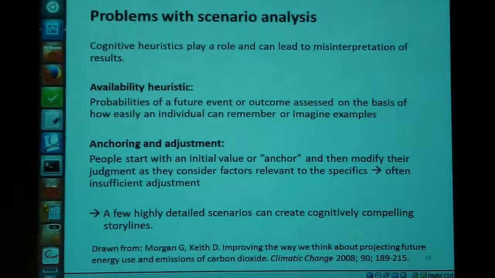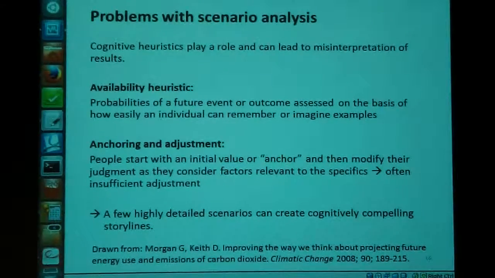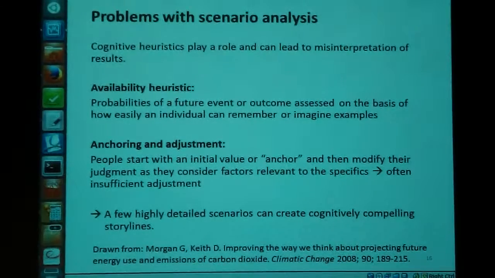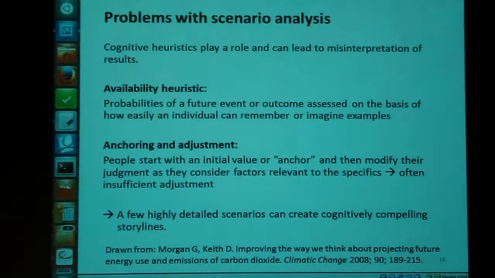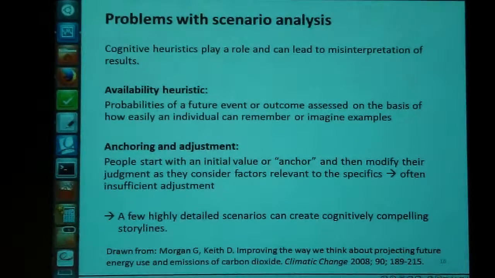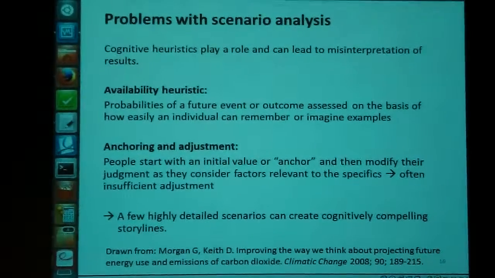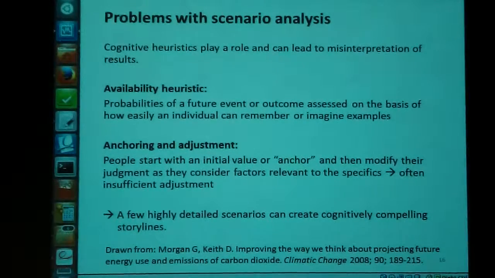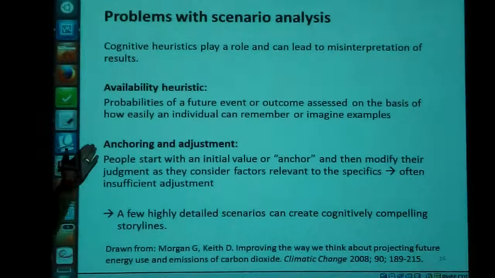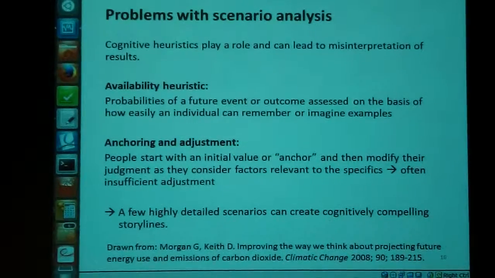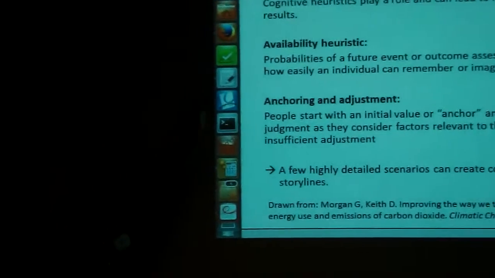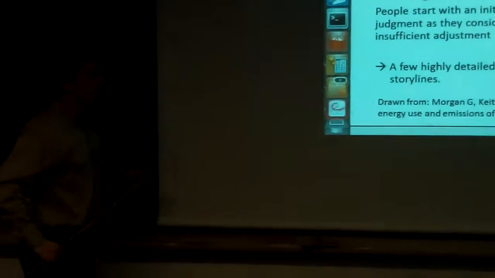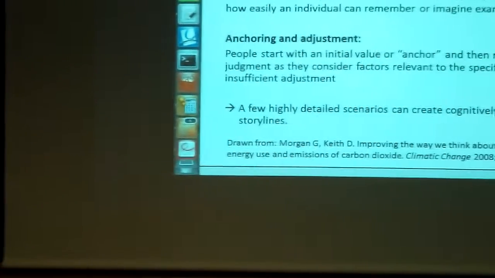One is the availability heuristic, which is the probability of a future event or outcome assessed on the basis of how easily an individual can remember or imagine examples. For example, if you ask the average person the probability of dying in a plane crash, every time a plane crashes, it's on the news. So it's very easy to recall those instances, and they tend to overestimate the probability of dying in a plane crash, because it's easy to recall all the times it did happen, even though it happens very infrequently.